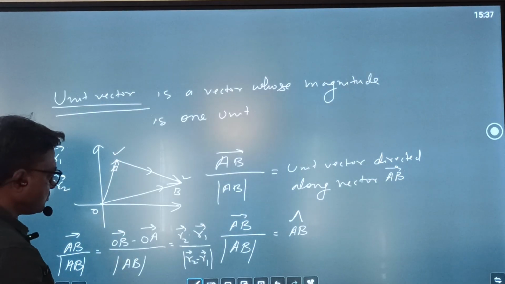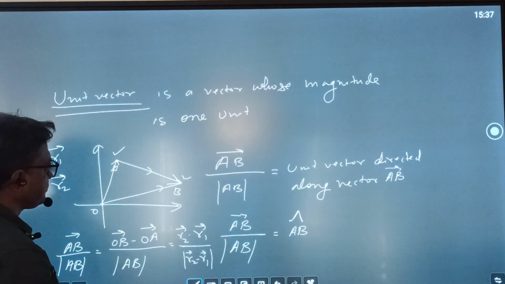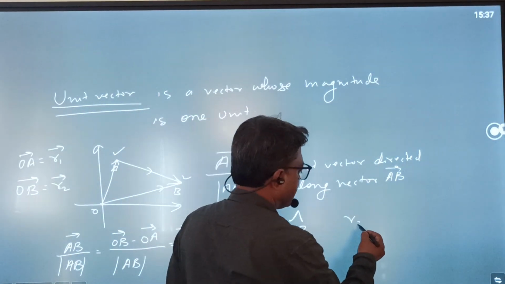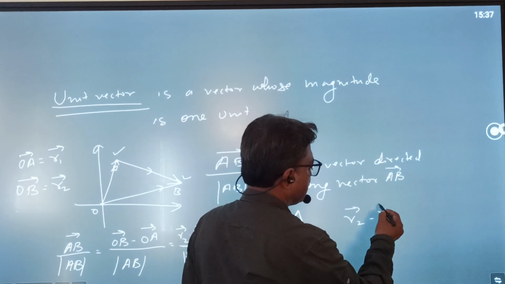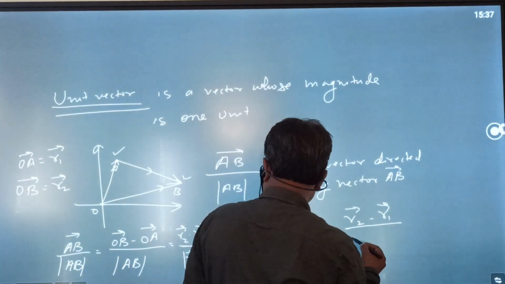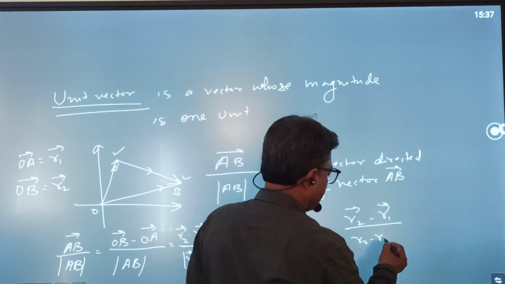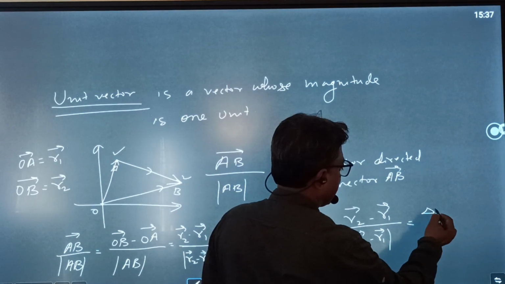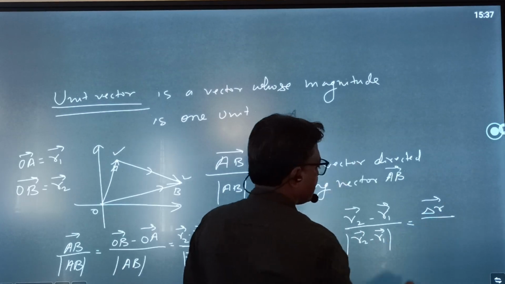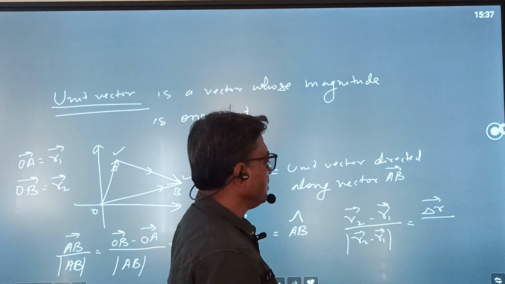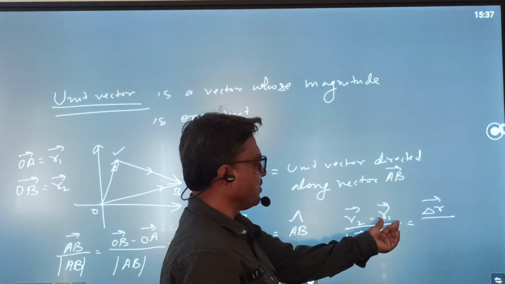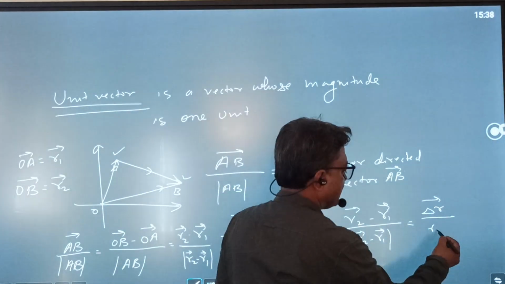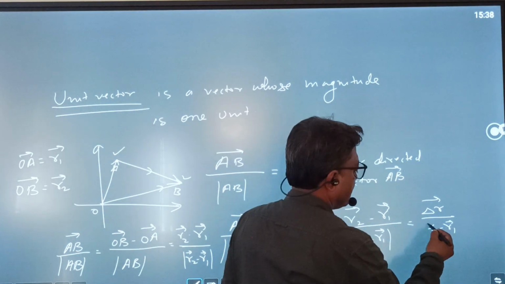And R2 minus R1, we can also write as R2, that is the final position vector, minus the initial position vector, upon mod of the vector AB. We can also write this vector like del R. Del R means difference in position vectors. So R2 is the final position vector, R1 is the initial position vector, and we can write del R also, that is R2 minus R1, and mod.